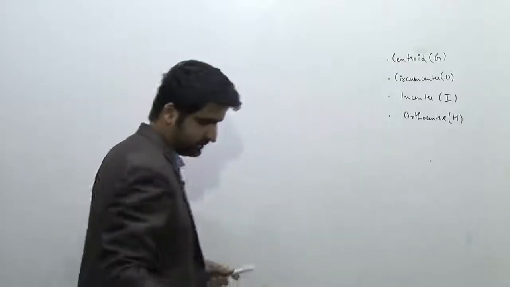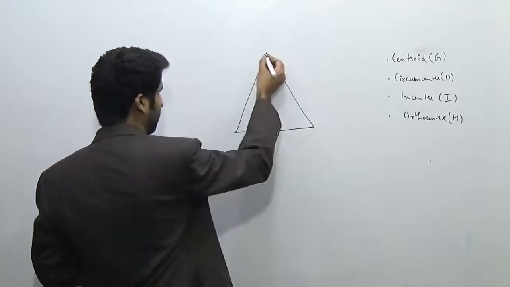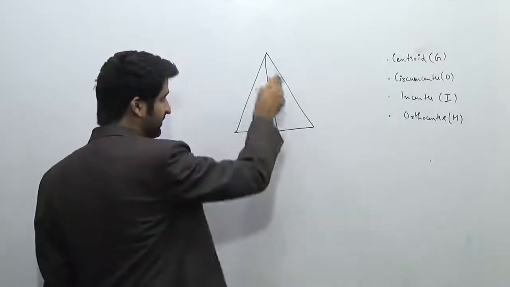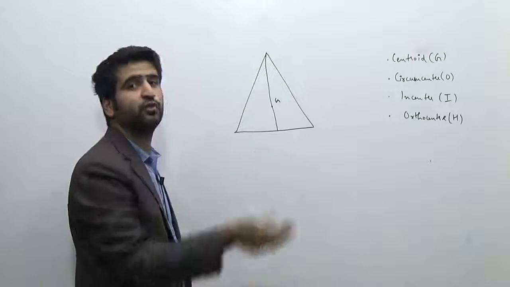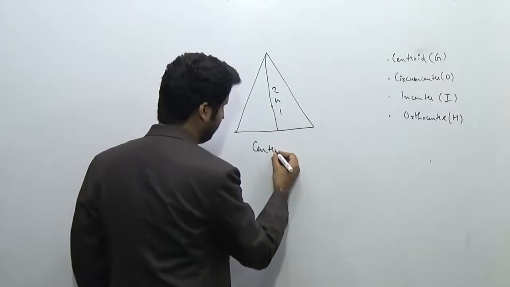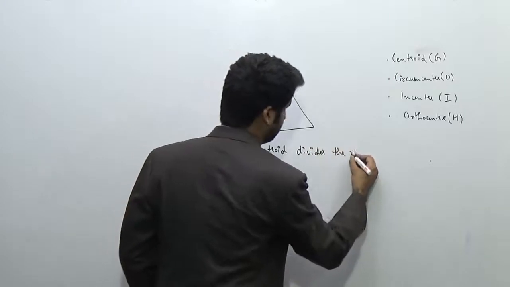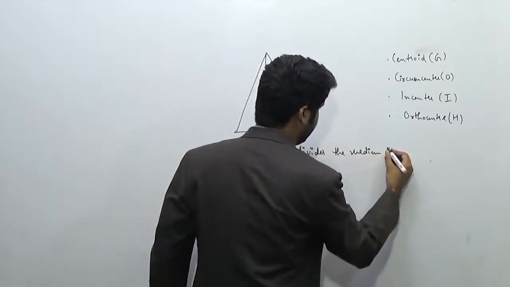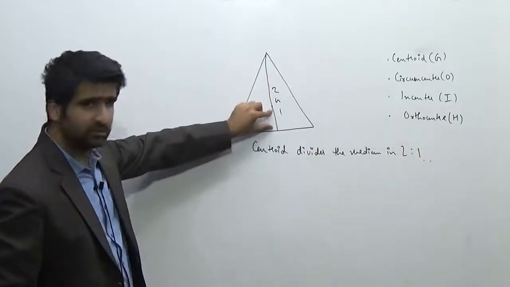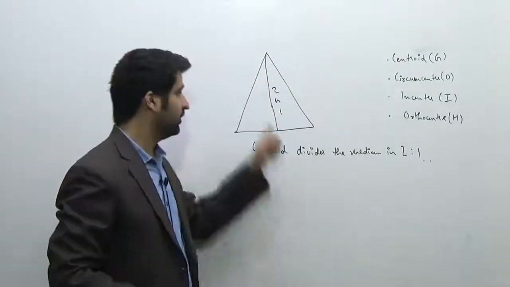So next thing is, there is a special property of the centroid and median. If this is a median and this is the centroid, this centroid divides the median in the ratio 2:1. So we can write: centroid divides the median in 2:1. So this value will be 2 times this value. So easily we can apply the section formula or ratio formula over here to find any of the coordinates.